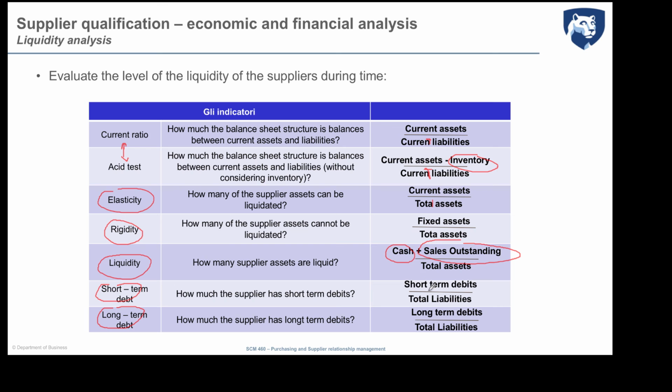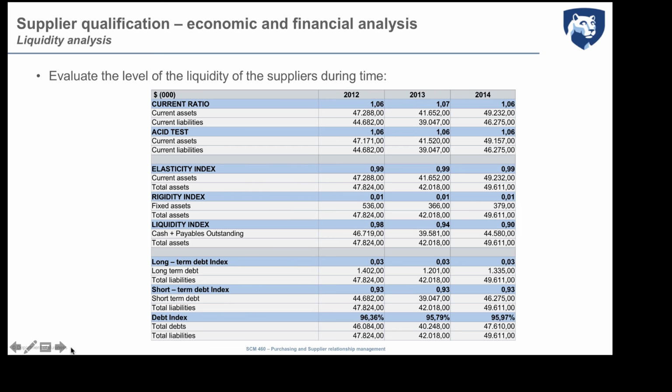So it means analyzing, from the current liabilities, how much is the amount of short-term debts, for example, versus banks, and how much is long-term debts, referring for example to banks, and making the ratio with total liabilities. This allows us to assess how much short-term debt and how much long-term debt the supplier has. Again, this is an example of calculation.